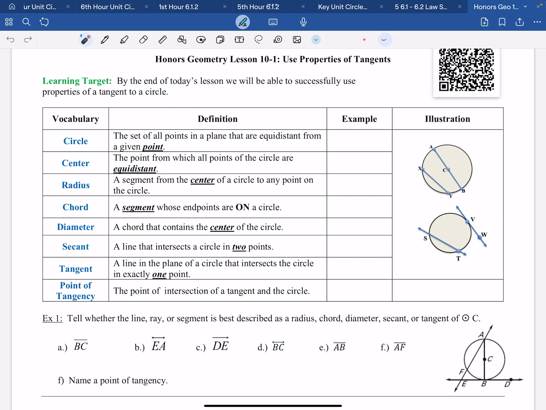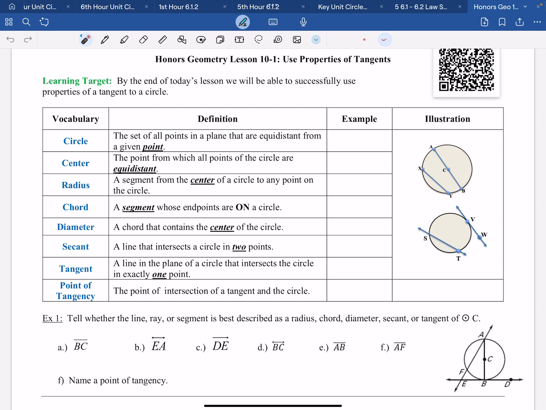Okay, so what is a circle? A circle is simply a set of all the points in a plane that are equidistant from a given point. That given point is what we call the center. If we were to connect from that center point to any position on the circle, you will see that we have an infinite number of equal distances that we call the radius.